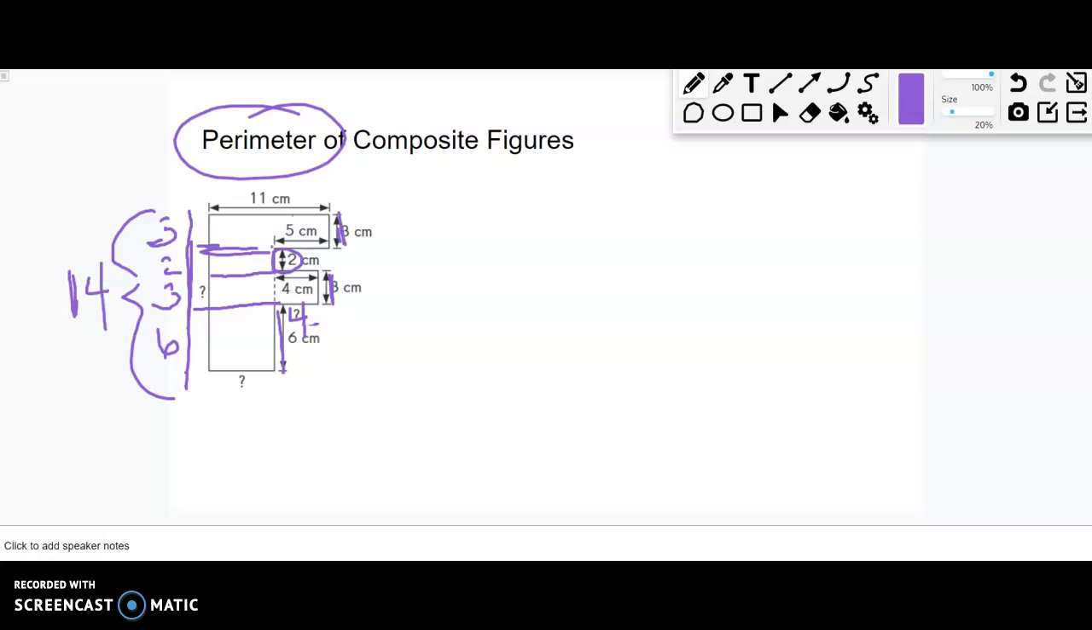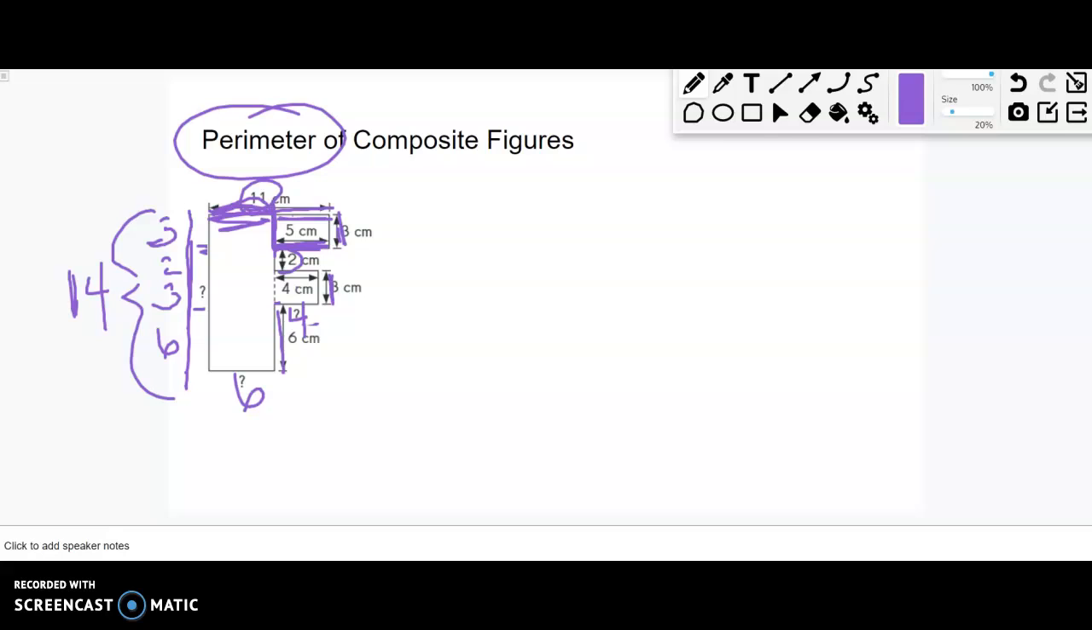Now, if I look at the bottom here, again, let me clear some of this out. If this whole thing is 11, and this part of it here is 5, what would this other part be? Something plus 5 equals 11. What is that? That's 6. So I know that that bottom part is 6.